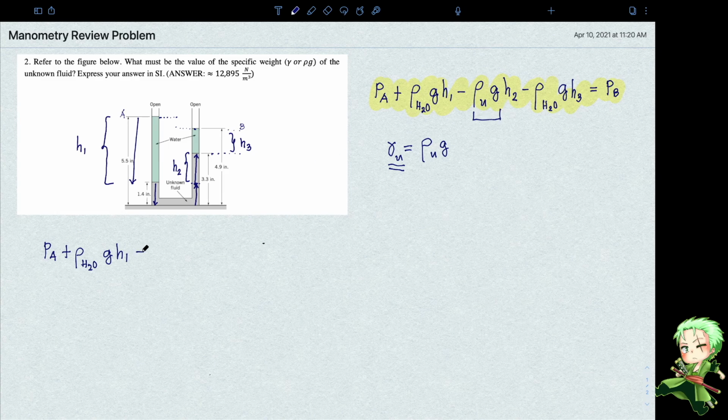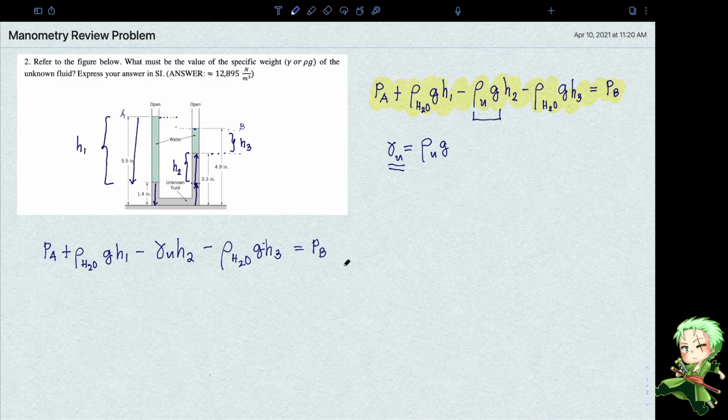Thus, I will simplify that to be gamma U, that density rho sub U and G, that is just gamma U, and then H2 minus the density of water, and then you multiply it by G H3, and that is equal to PB, right?